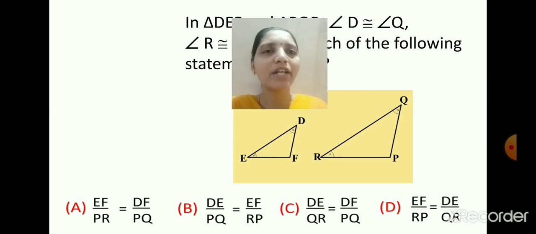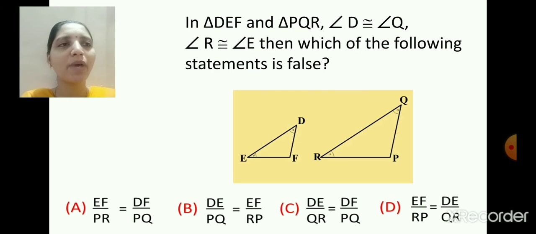Now let's try to solve some MCQs based on this session. Now in triangle DEF and triangle PQR, angle D is congruent to angle Q, and angle R is congruent to angle E. Then which of the following statements is false? Now these two triangles are similar because their corresponding two angles are congruent. So you have to find the ratio of their corresponding sides. Now what is given here? You have to find which is the false statement.